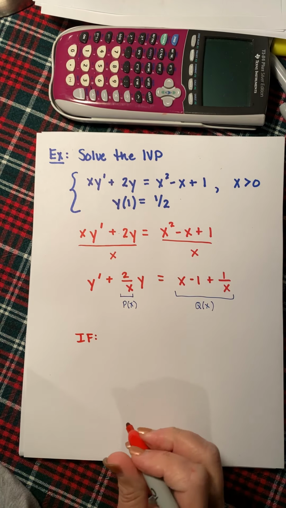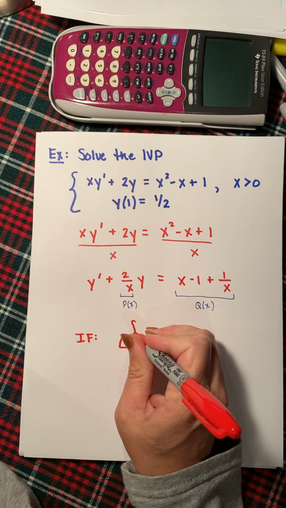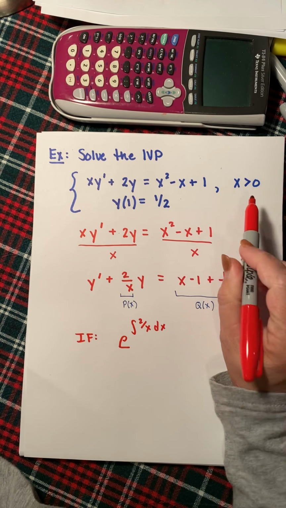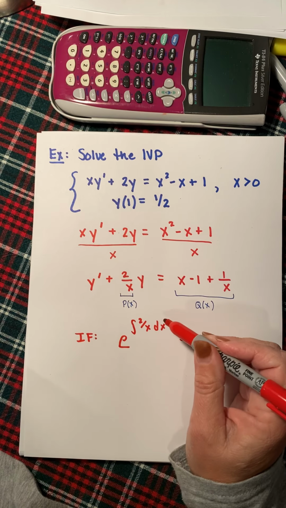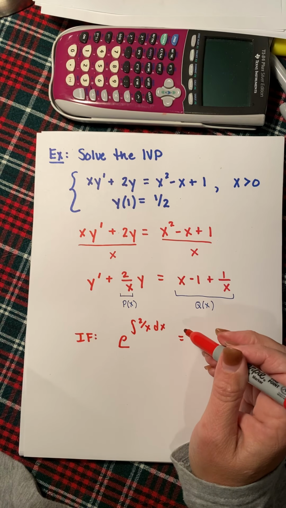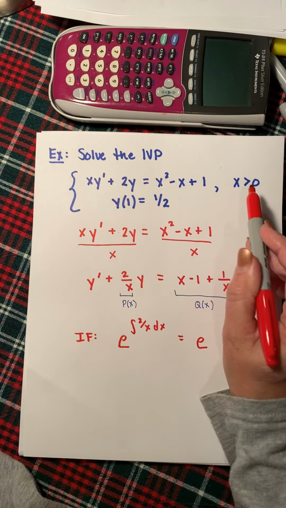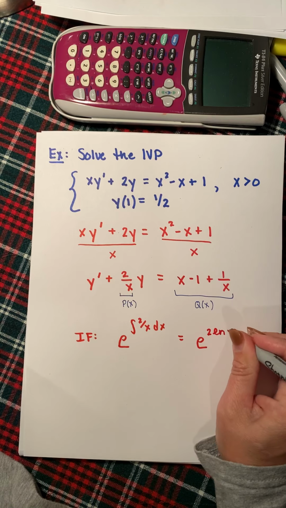My integrating factor is going to be e to the antiderivative of 2 over x dx. Now notice x is positive, so the antiderivative of 2 over x is technically 2 times the natural log of the absolute value of x, but because we are only working with positive x's, this is just going to be 2 natural log of x.